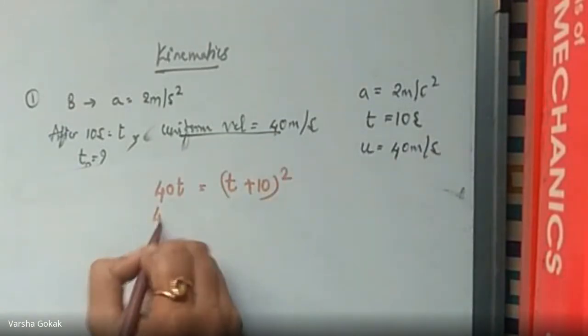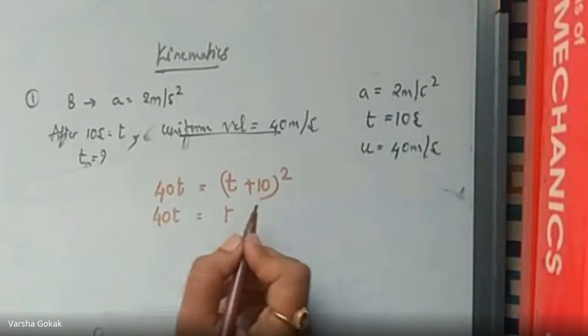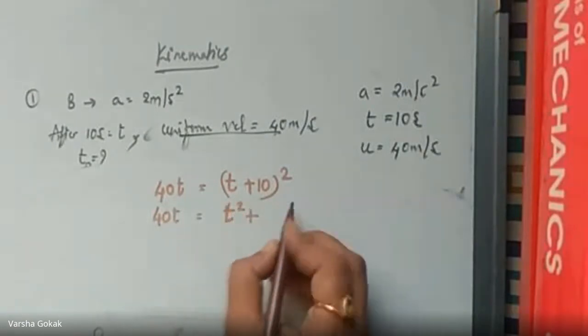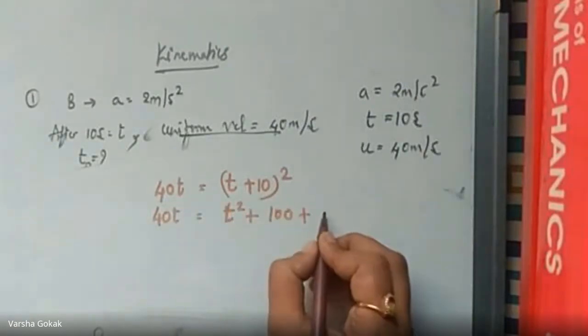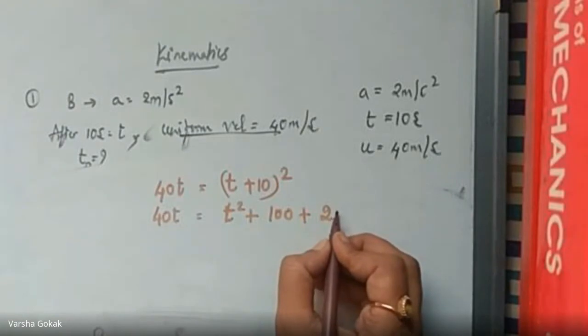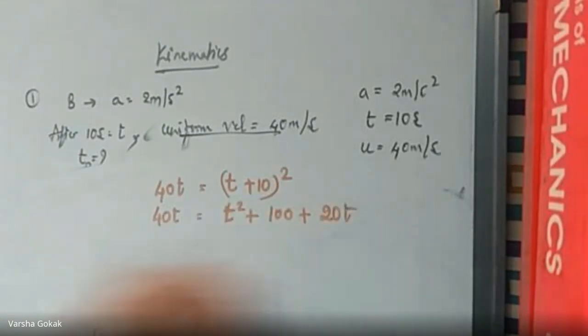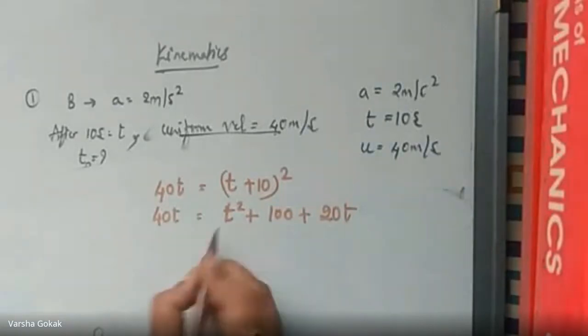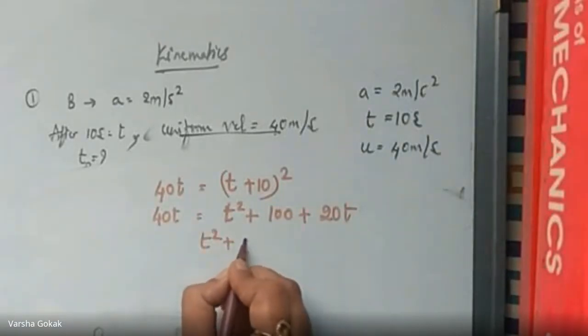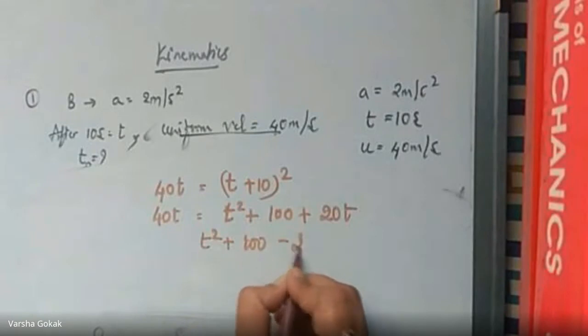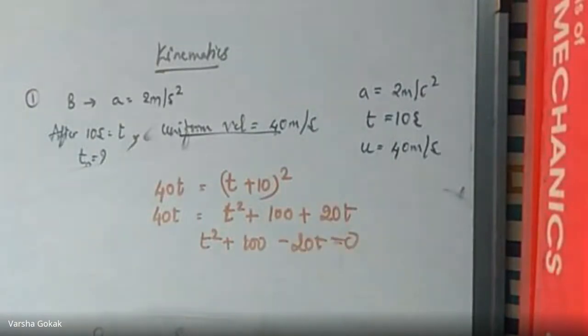So this remains 40t. This is going to be (a plus b) the whole square. So t square plus 100 plus 2 into t into 10, so 20t, right? Solve this equation. So 40t comes over here. This becomes minus t. So t square plus 100 minus 20t equal to 0. Solve this and get me the value of t, please.